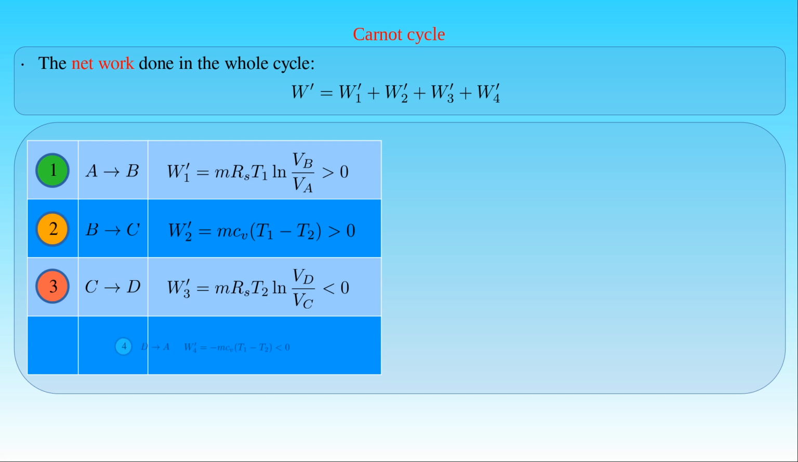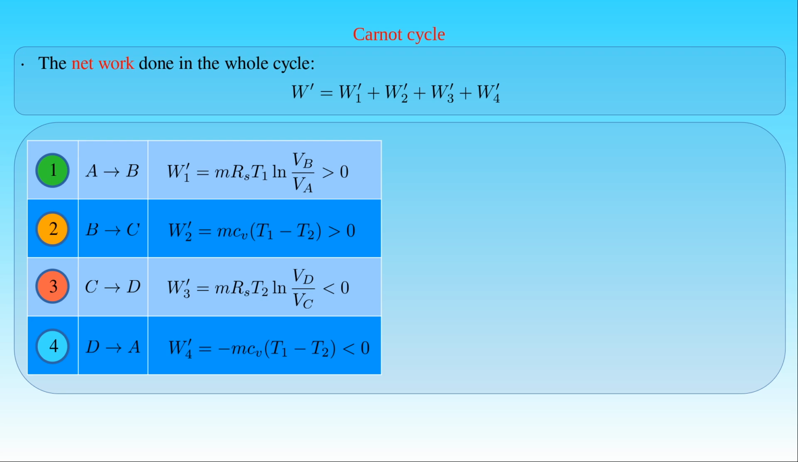In the fourth process, where the gas is brought from the state D to the state A in an adiabatic compression, the work W'4 is given by minus the mass m of the gas, times its specific heat capacity Cv for a constant volume, times the difference between its final absolute temperature T1 and its initial absolute temperature T2. Since the gas undergoes a compression, the work W'4 done by the gas is negative.